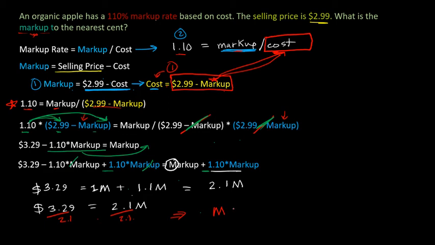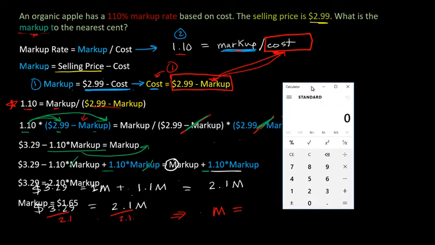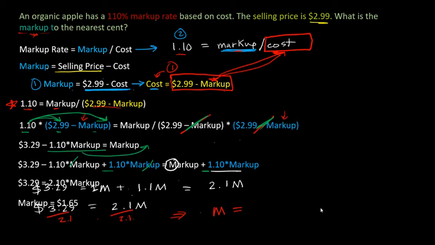And I end up with m equals, and I'll have to pull up a calculator since my presentation stopped working. So I had 3.29. I'm dividing it by 2.1. And I get 1.57. So m, or markup, is $1.57.